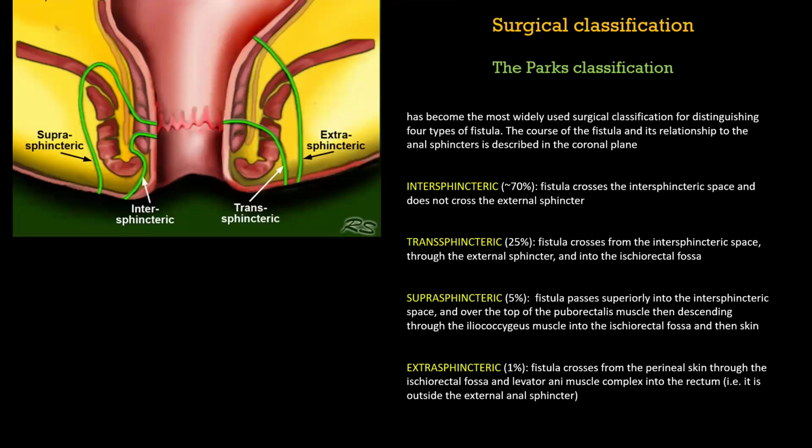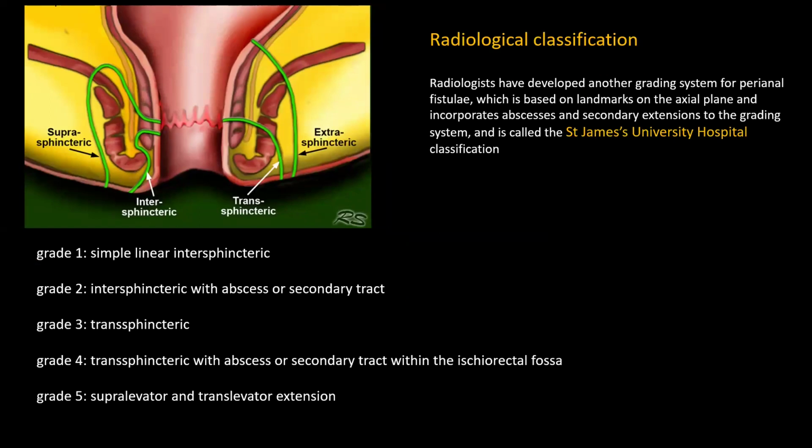The classification of perianal fistula started with the surgeon's classification, the Parkes classification, which divides it into intersphincteric, transsphincteric, suprasphincteric and extrasphincteric. So this was the classification which started. Even today, some of the surgeons want this classification, though the classification which is now widely accepted is the radiological classification, the St. James University Hospital classification, which is similar to Parkes classification, only that it has in addition complications like abscess and secondary tract, starting from grade 1 to grade 5. Grade 5 is when there is involvement of levator, supra and translevator.